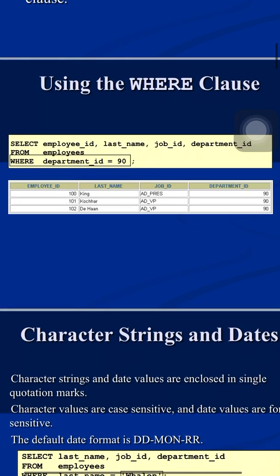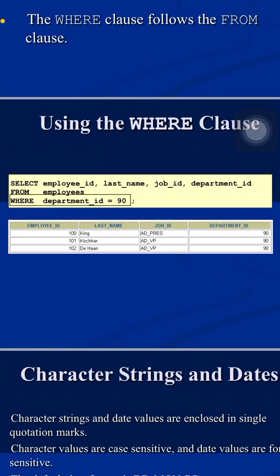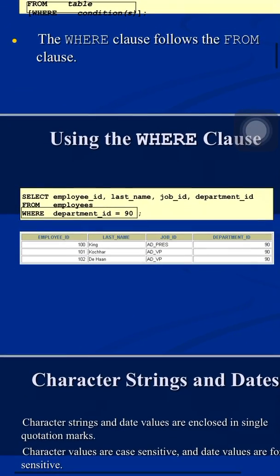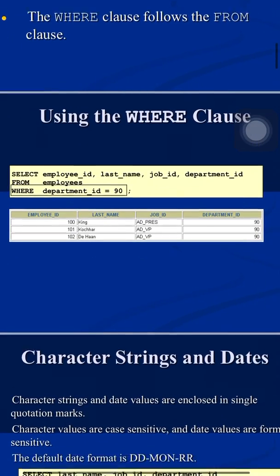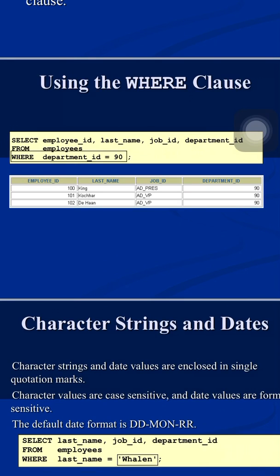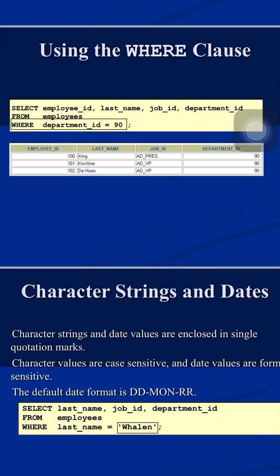Now sometimes our conditions might be based on string data and date data. In the above example you can see the condition is based on numeric data. 90 is numeric data. Now suppose while writing these conditions we are dealing with some string data or date data. As we have discussed in the first chapter also, when we are dealing with string literals or date literals, these literals have to be written in single quotation marks, and these character literals are case sensitive and date values are format sensitive.